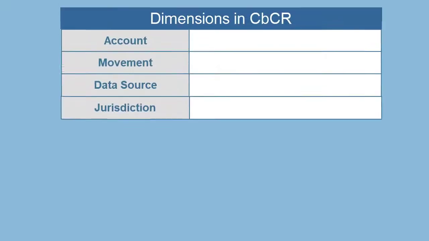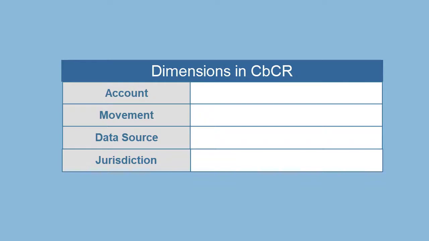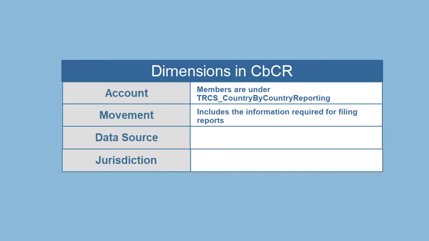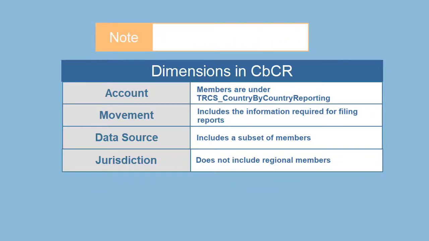The dimensions in the CbCR Cube mirror the console cube with the following differences. The accounts dimension in the CbCR Cube only has CbCR accounts under the EPRCS country-by-country reporting member. There are no book accounts. The movement dimension includes the information required for filing the reports. The data source dimension includes a subset of the members. The jurisdiction dimension does not include regional members. Note that data can be integrated between the CbCR and console cubes, but CbCR data does not reside in the console cube.